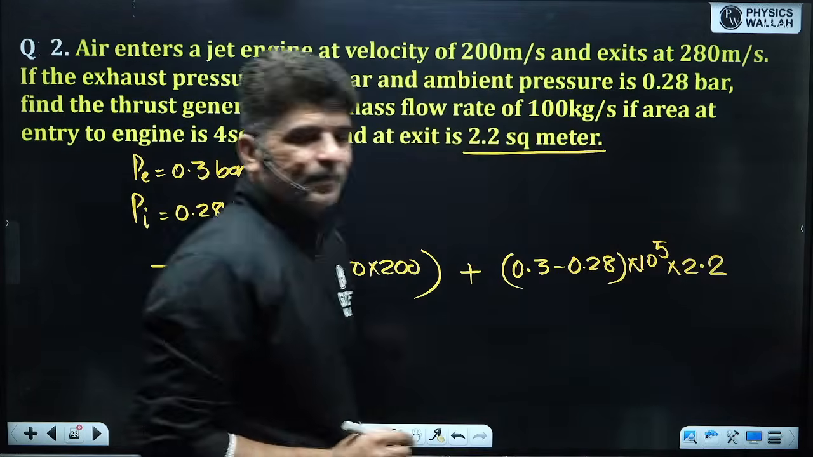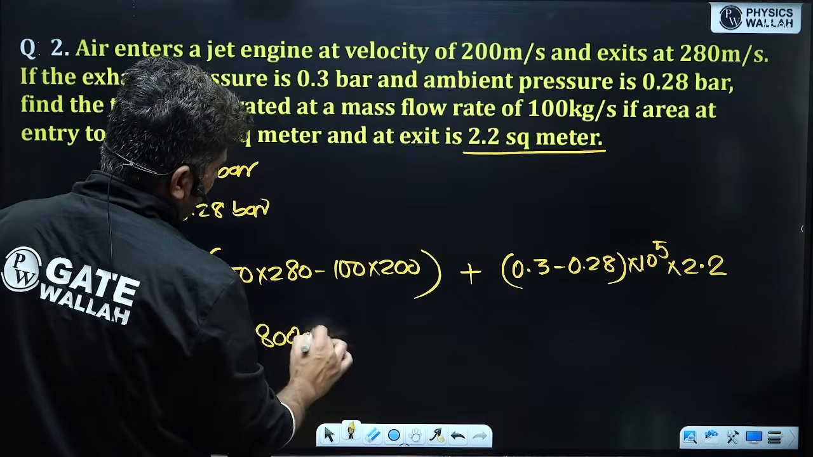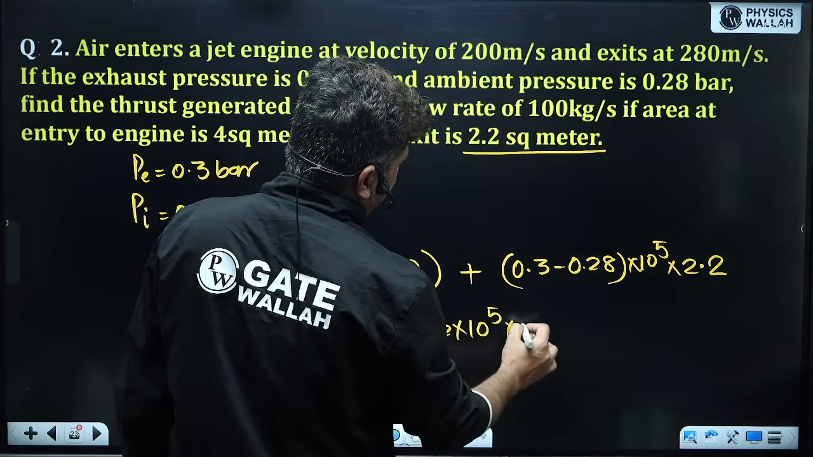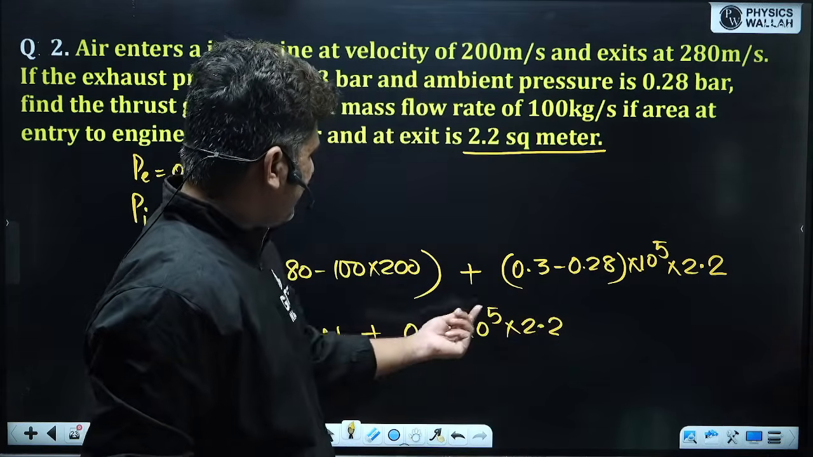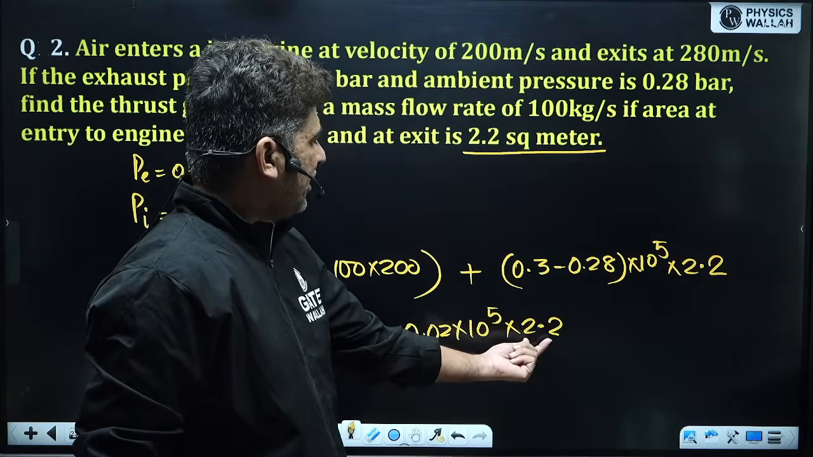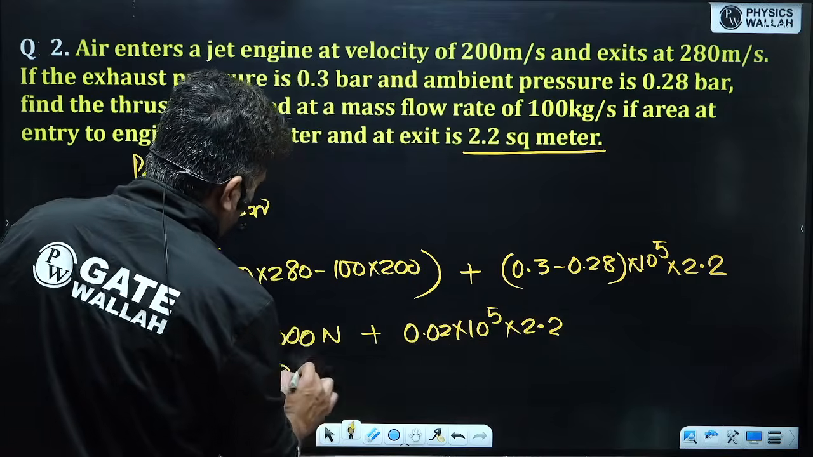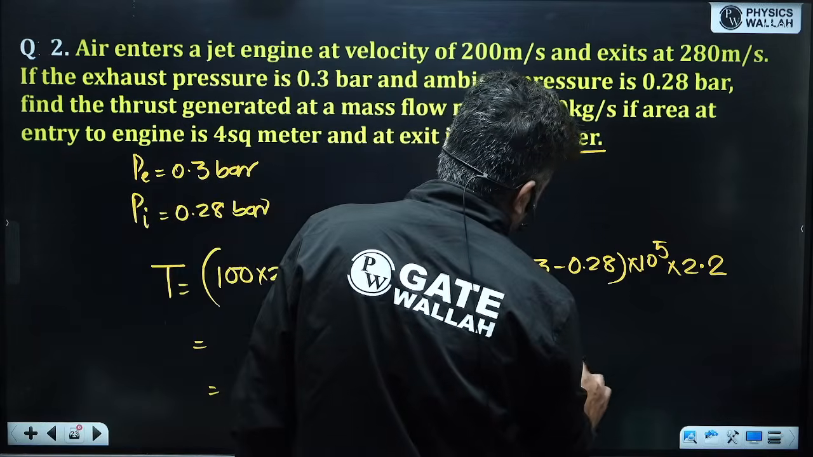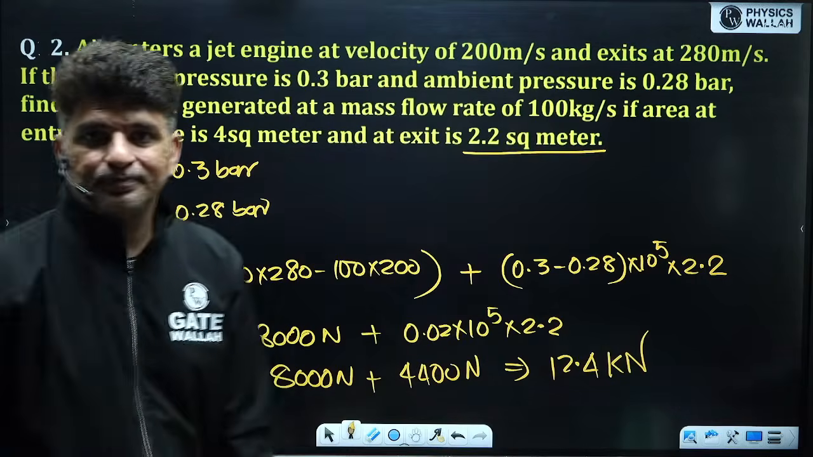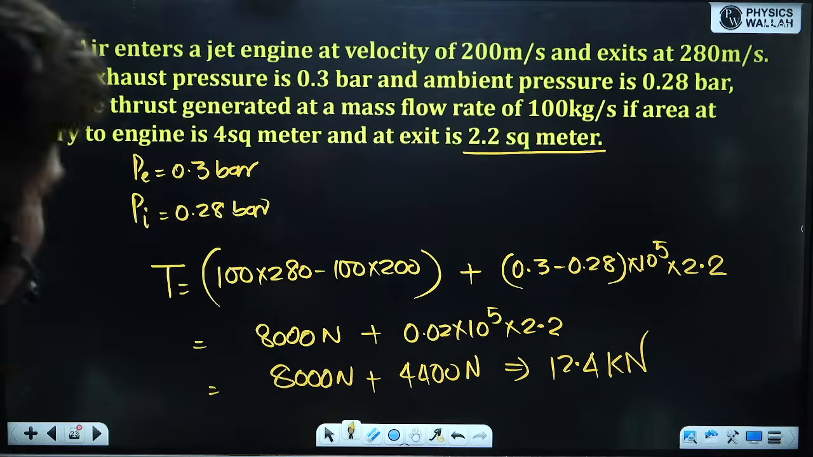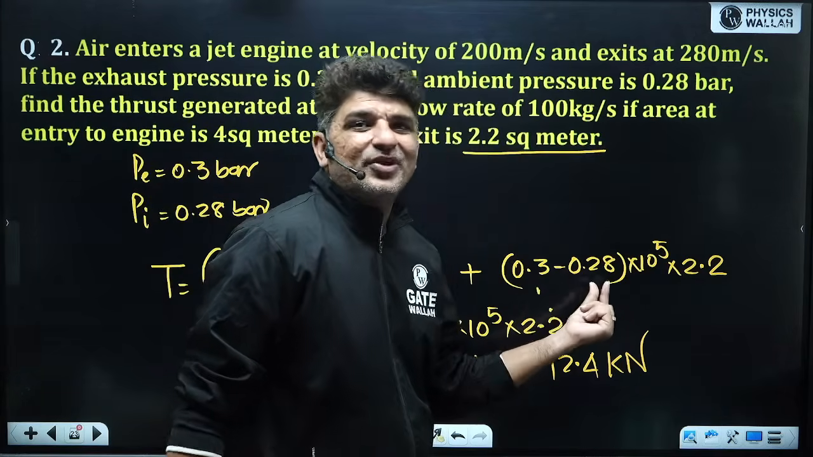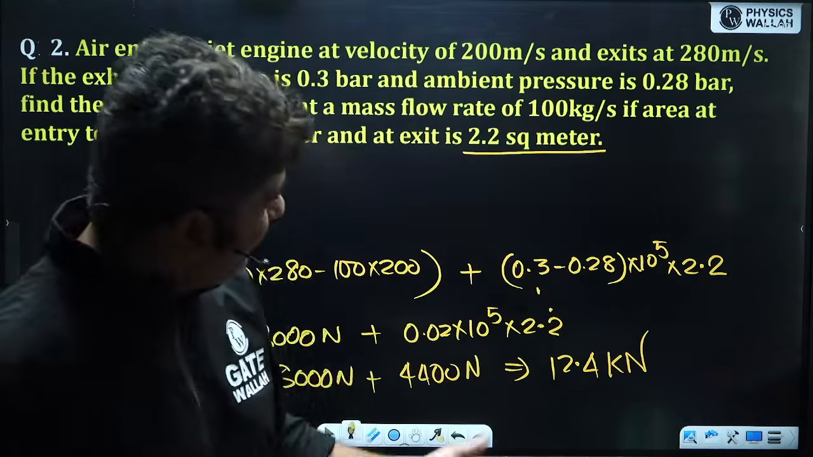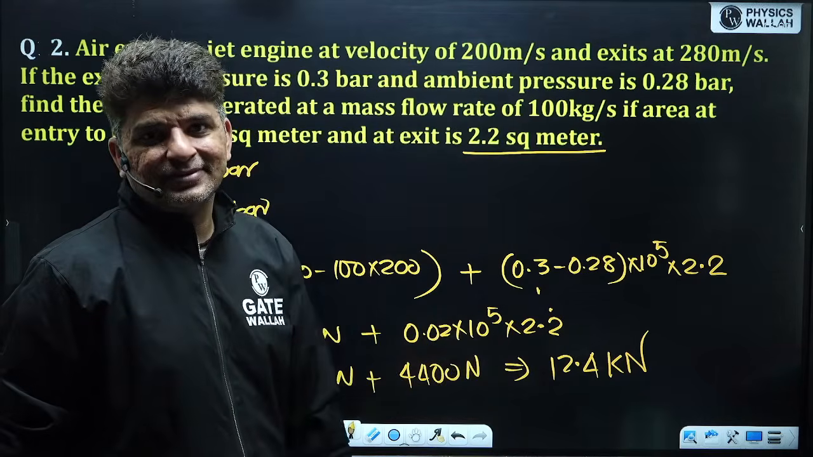So this will come out to be 8,000 Newton plus 0.02 into 10 raised to power 5 into 2.2. So this will be 2 into 10 raised to power 3, that is 2000, times 2.2, that is 4,400 Newton. So the total force will be equal to 12.4 kilonewton. You see what a small pressure difference, 0.3 and 0.28. It is a very small pressure difference, yet this pressure difference can mean a lot to the force. Understood?